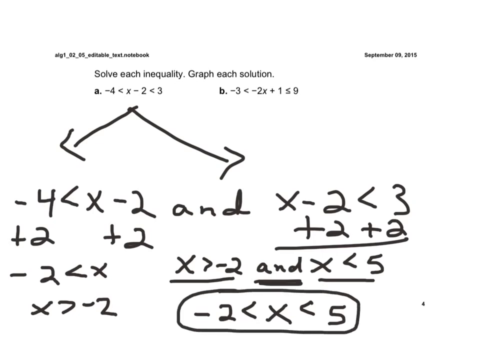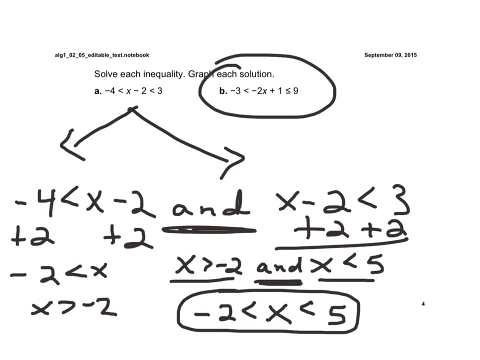Now, breaking it up into its two separate inequalities sometimes is a must when you have the word "and." But if we look at letter B, as long as there's only one variable and that variable is on the inside, then there's an easier way to solve these. And I'm going to erase this and show you how to solve B, the simpler method.